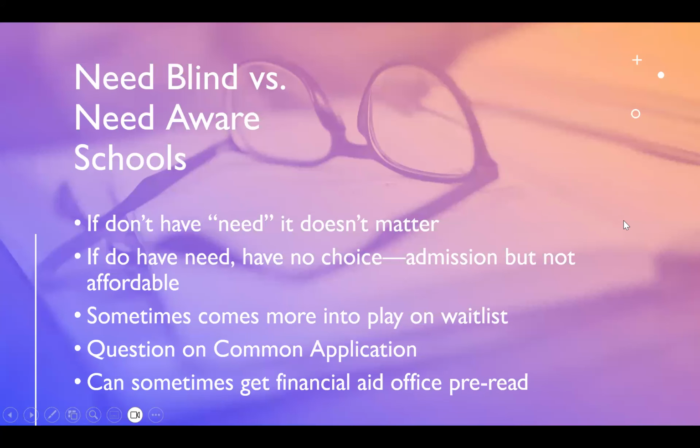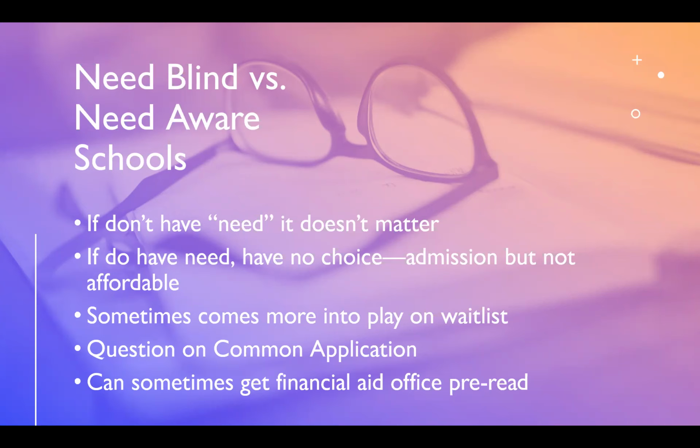So some people may hear the words need blind, need aware. I think that's less of an issue than people make it out to be. Because if a family doesn't have need, if you do those SAI calculators, if you realize that your income is so high that you are not going to qualify for need aid, then whether or not you check a box that says you would like to apply for financial aid, they can see you don't have need, it doesn't matter.